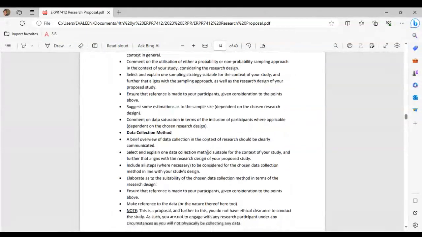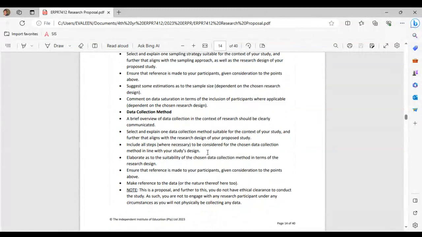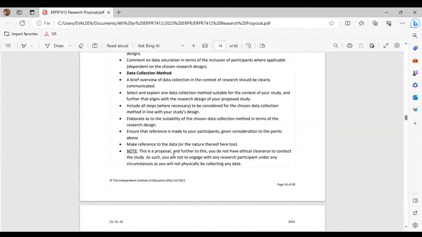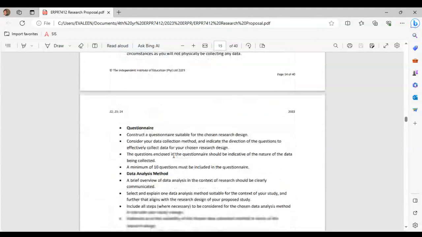And then the data collection method, that is going to be, all of you will have the in-depth semi-structured interviews. Some of you might also include observations, and there is one person who has an artifact. You have to go and explain this data collection method and the steps that you'll be taking and why it's suitable for your research with reference to your participants as well. So it's for 10 marks.